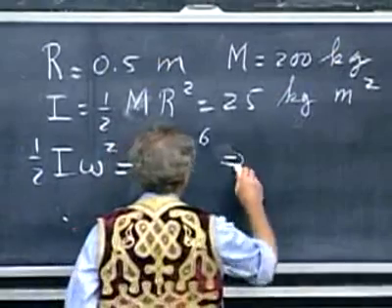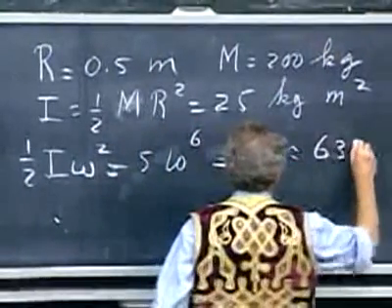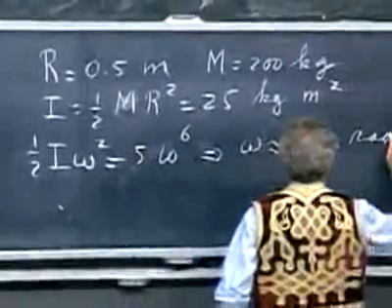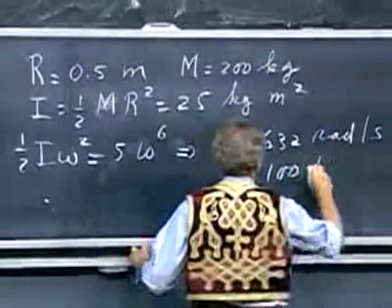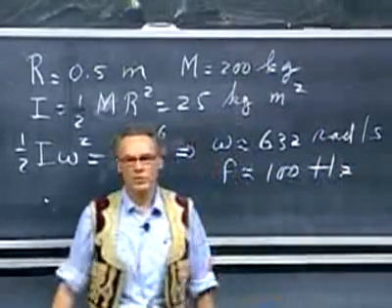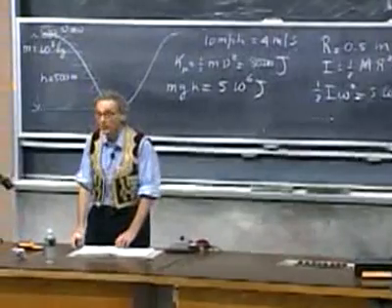And you find, if you put in your numbers, which is trivial, that omega is about 632 radians per second. So the frequency of the disk is 100 hertz, 100 revolutions per second. I don't think that that is particularly extravagant.